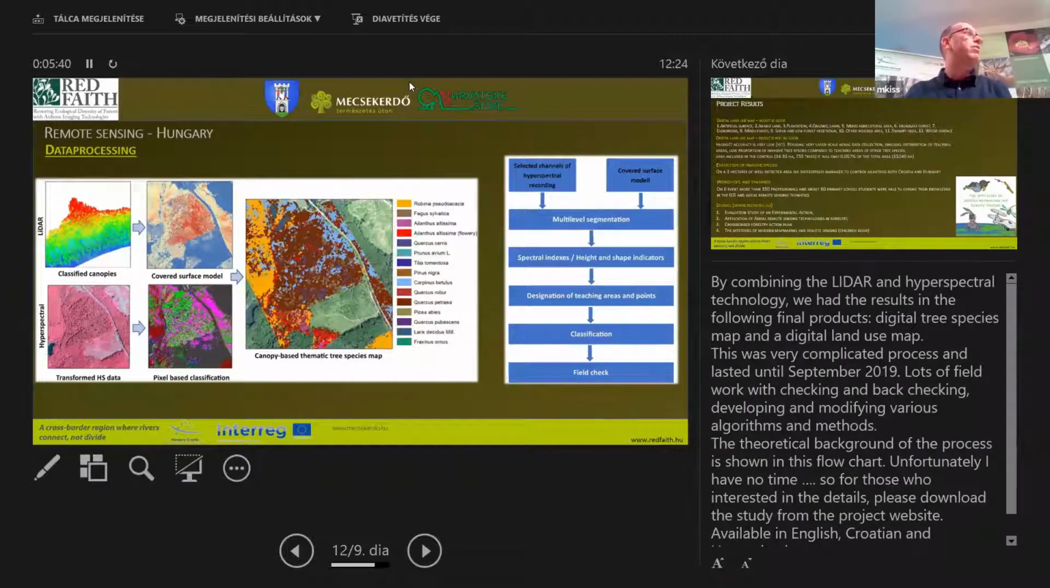This flowchart shows the combining of the LiDAR and the hyperspectral technology, and we get the 4 new final products. That was the digital tree species map and digital land use map. This was a very complicated process, lasted until September 2019. Lots of field work with checking, back-checking, developing, modifying various algorithms and methods.